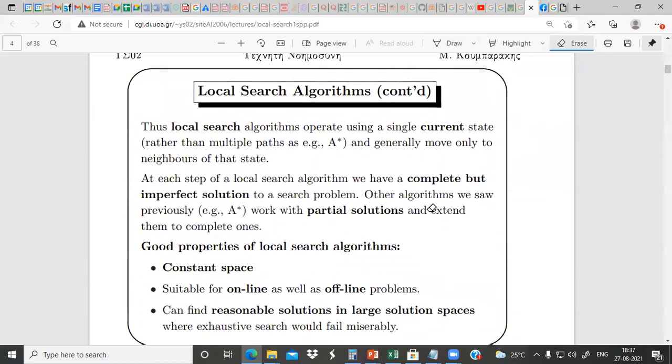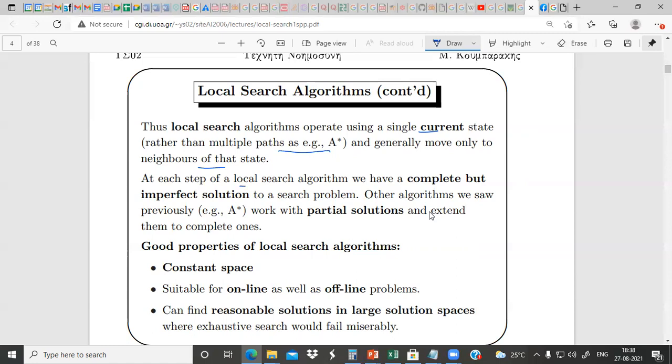So basically, the local search algorithm works only with the current state and generally moves only to a neighbor of that state. From the current state, it just moves to the neighbor, and once it finds a better neighbor, it discards the past current state, and the better neighbor becomes the new current state. Whereas if you consider the A-star algorithm in the heuristic search technique or informed search technique, the algorithm used to remember the paths, which is not required here.